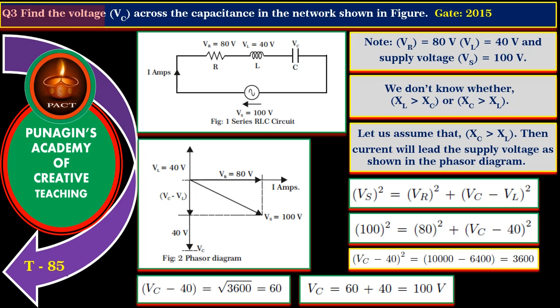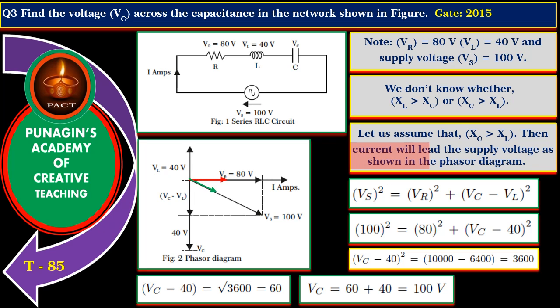Friends, now we are going to solve yet another interesting problem. Note the data given. V R is equal to 80 volts, V L is equal to 40 volts, and supply voltage Vs is equal to 100 volts. We are required to find the voltage across C. We don't know whether XL is greater than XC or XC is greater than XL. Now, let us assume that XC is greater than XL.